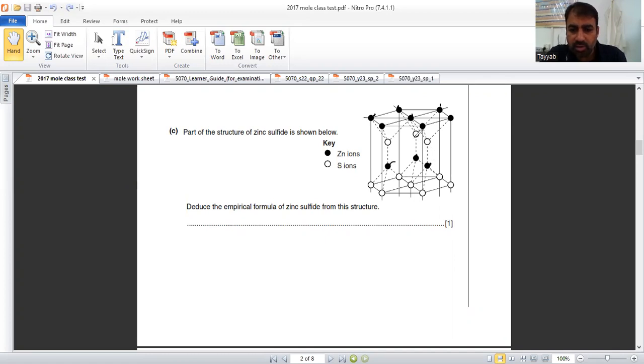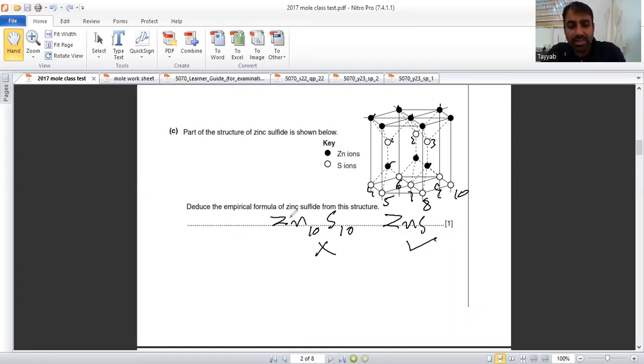Same way, counting the white dots: 1, 2, 3, 4, 5, 6, 7, 8, 9, 10. So both are 10, both have the same number. Instead of writing Zn10S10, this is not the empirical formula. We have to write it as ZnS. This is the right formula, zinc sulfide. To explain, I have written here that the actual answer is this one, zinc sulfide.